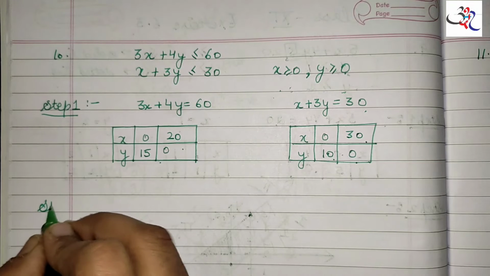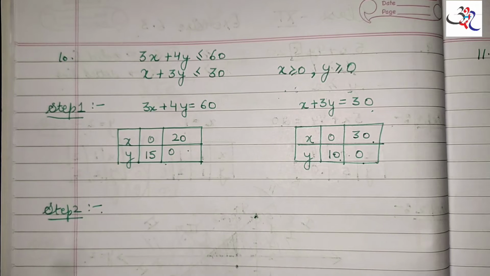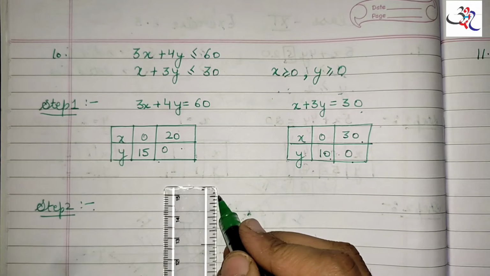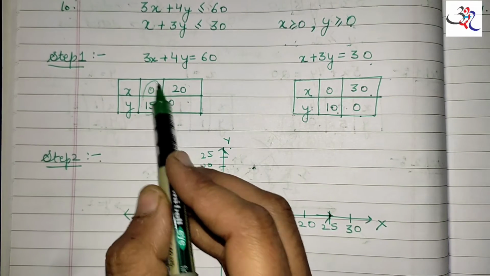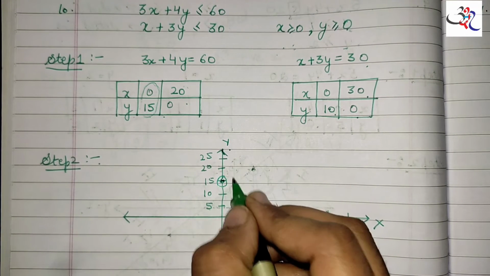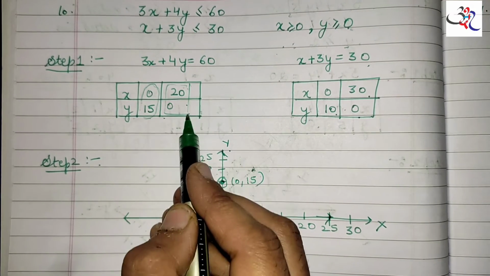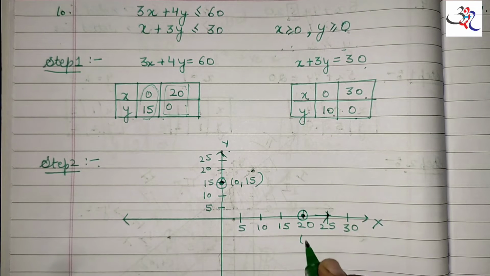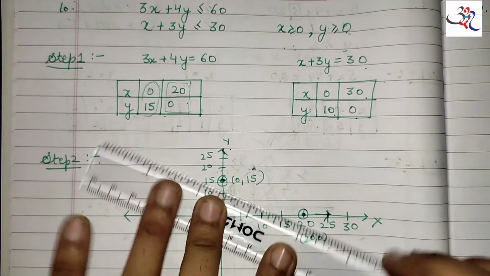So now moving to step number 2, and step number 2 says what? Step number 2 says that plot the points on the graph. So next 0, 15, my first interval 0, 15. So this is my 0, 15, right? And second point is 20, 0, means x coordinate will be 20 and y coordinate will be equal to 0. So this is my 20, 0.